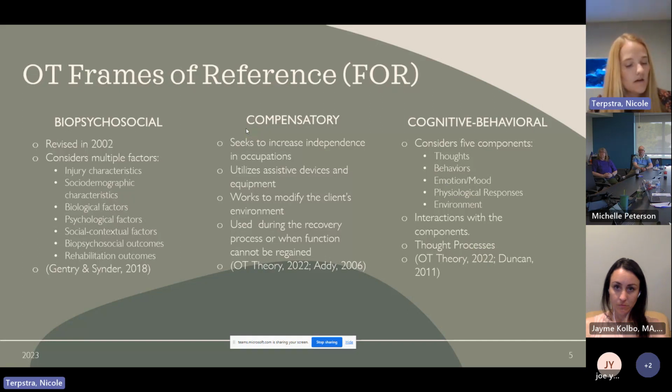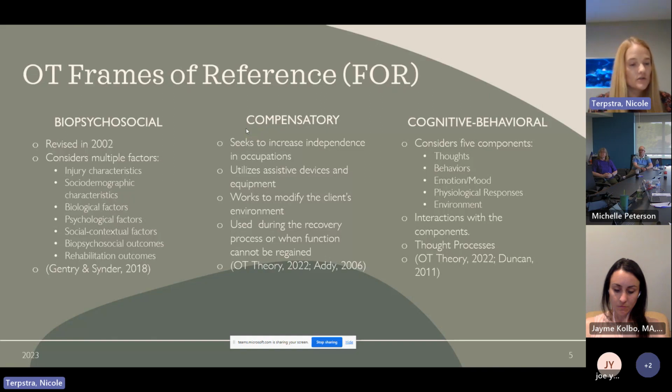All right. Next up, we have frames of reference. These are more specific than models, and they help link the theory to the intervention. The first 2 frames of reference that I have are a little bit more OT based, but I think that components of them could be applicable when working with a client in their home.